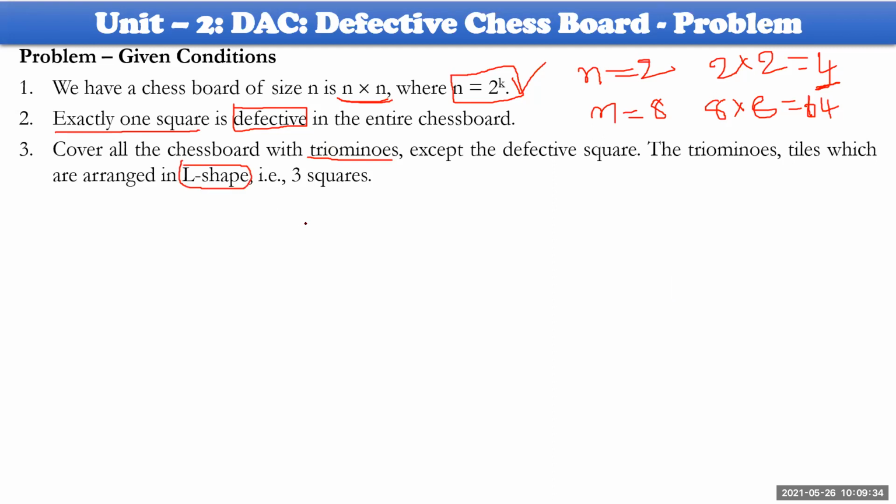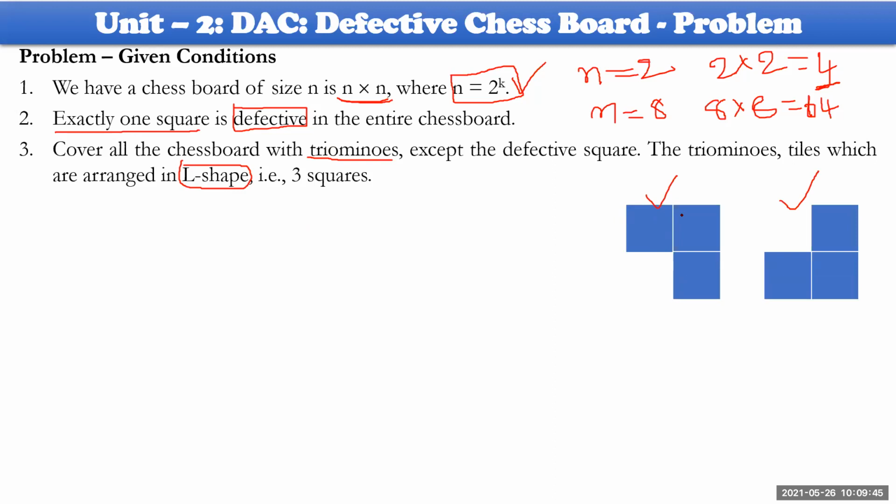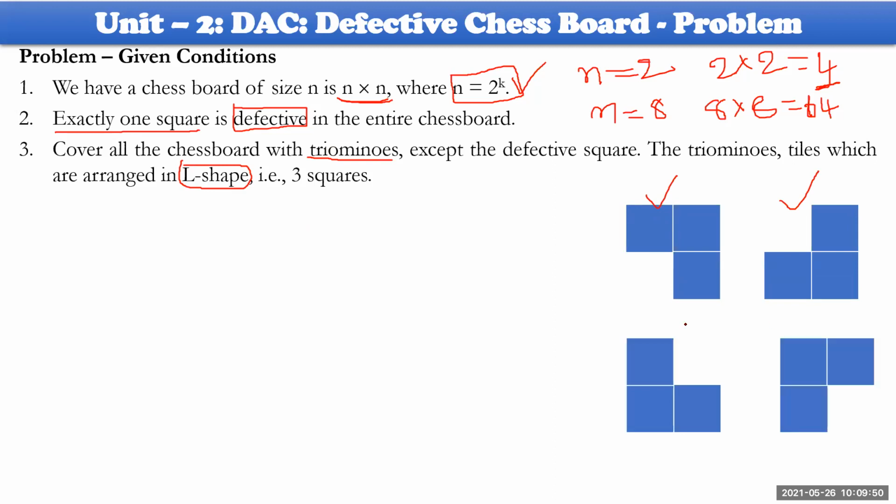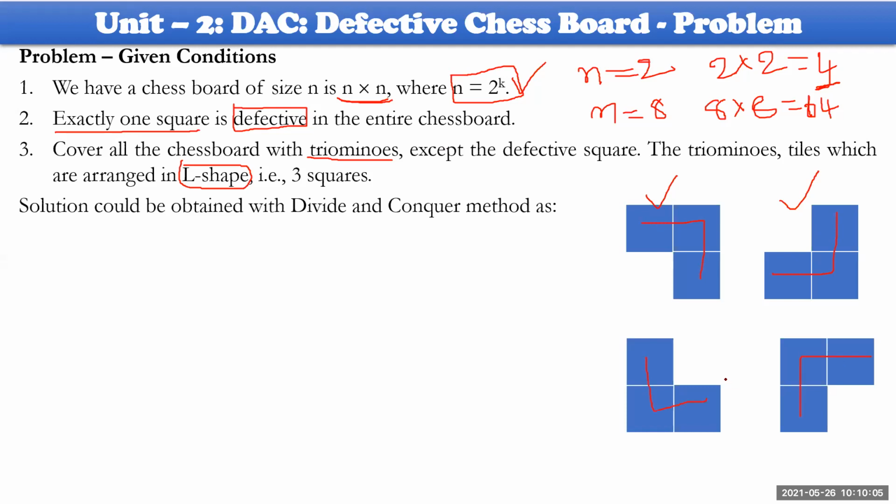Okay, if you have 3 tiles, 3 squares, how can you arrange them in a triomino mode? First possibility will be this one. Second possibility will be this one. Of course, you have to rotate them. Third possibility will be this one. Fourth possibility will be this one. So this is one kind of L, this is another kind of L, and this is another kind of L. You just rotate them by 90 degrees a number of times, then you could get these L-shaped forms.